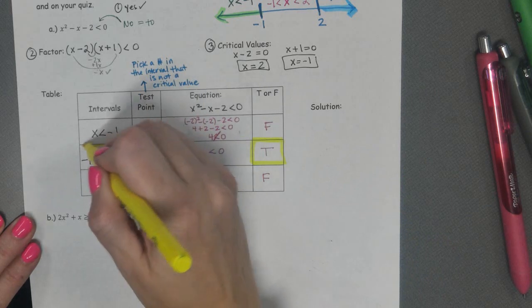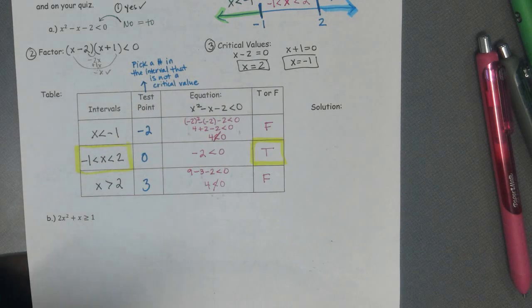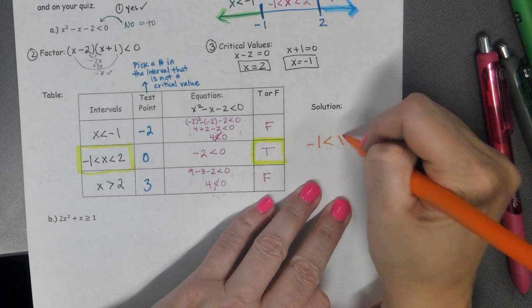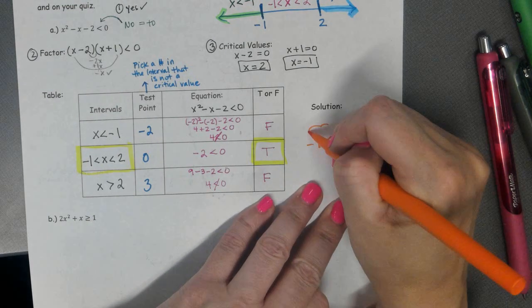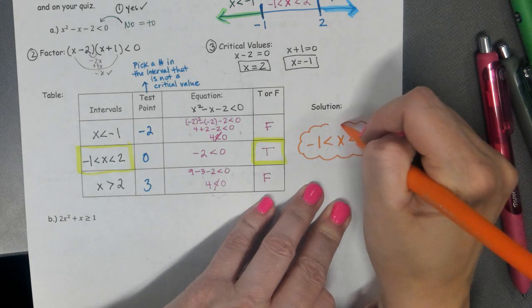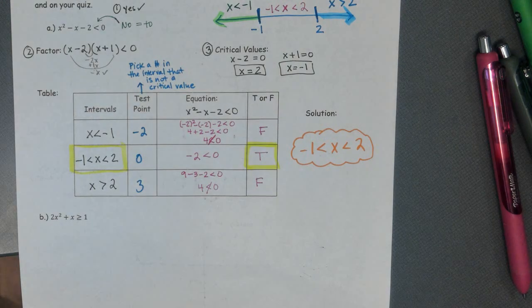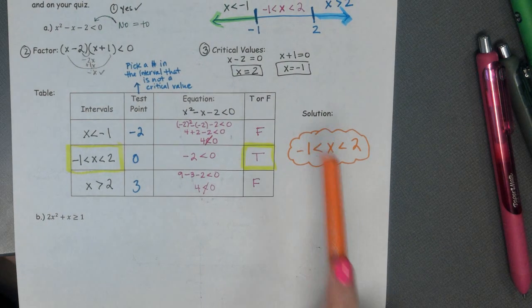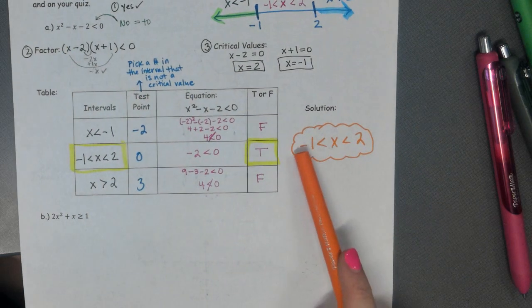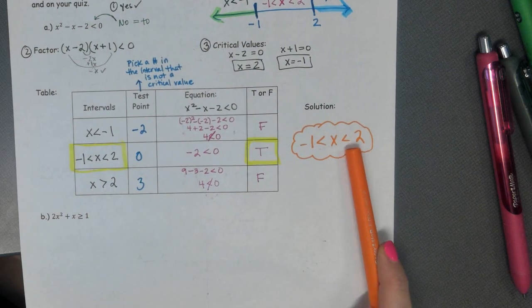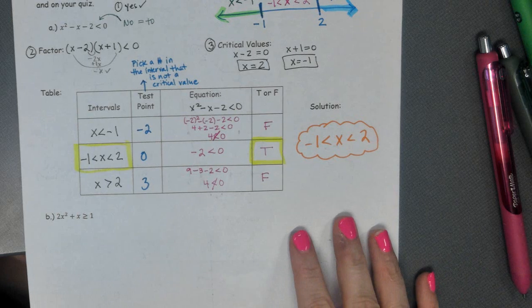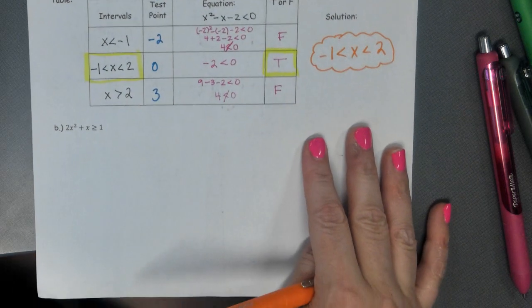So the only one that was true here was negative 1 is less than x, which is less than 2. And so that would be your solution. So that means all of the solutions for this particular inequality would have to be between negative 1 and 2. Okay, that's what would make that true.